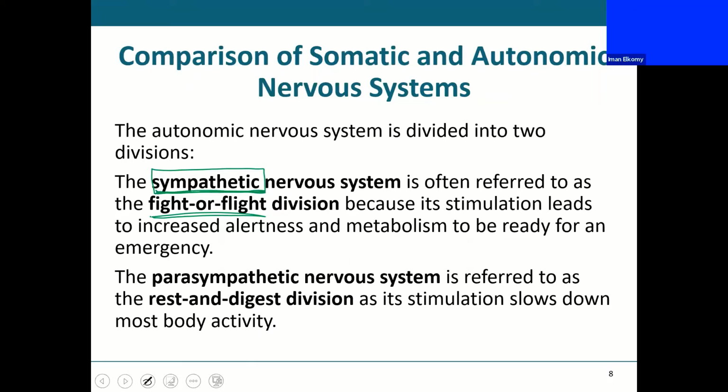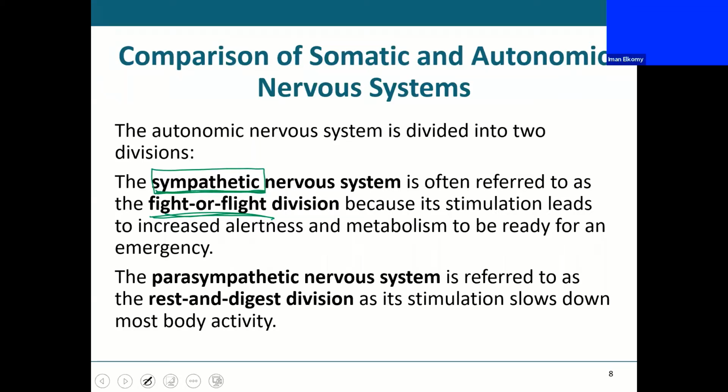But yeah, so the sympathetic nervous system is your fight or flight division, meaning once it is stimulated, it has the ability to do things like increase your alertness, increase your metabolism, increase blood flow to your muscles, heart rate, blood pressure, oxygen to your brain. It throws everything into high gear, so you're prepped to do whatever it is that you have to do, whether it's fighting or running, right?